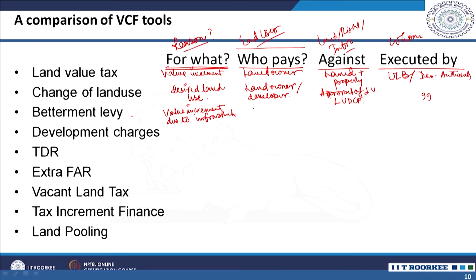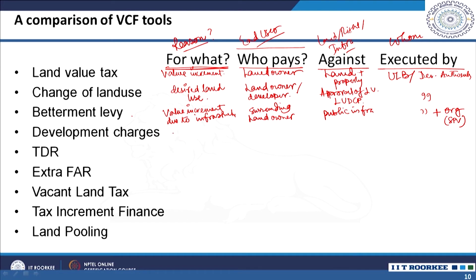Who pays? The surrounding landowner, against the public infrastructure, and it is also executed by the urban local bodies, development authorities. In some cases it can be executed by some other organization like a special purpose vehicle, like metro rail authorities. They can develop the metro rail and they can also act as an organization for this purpose.